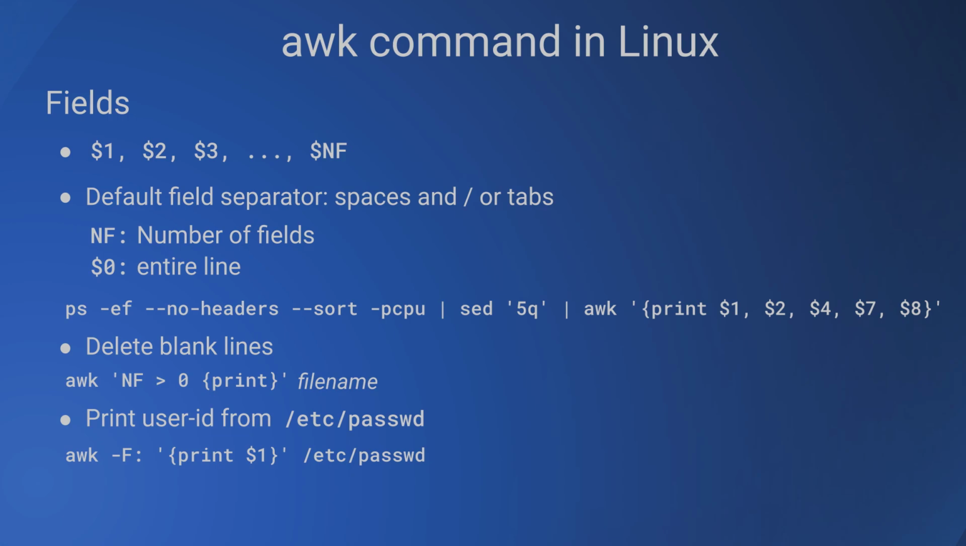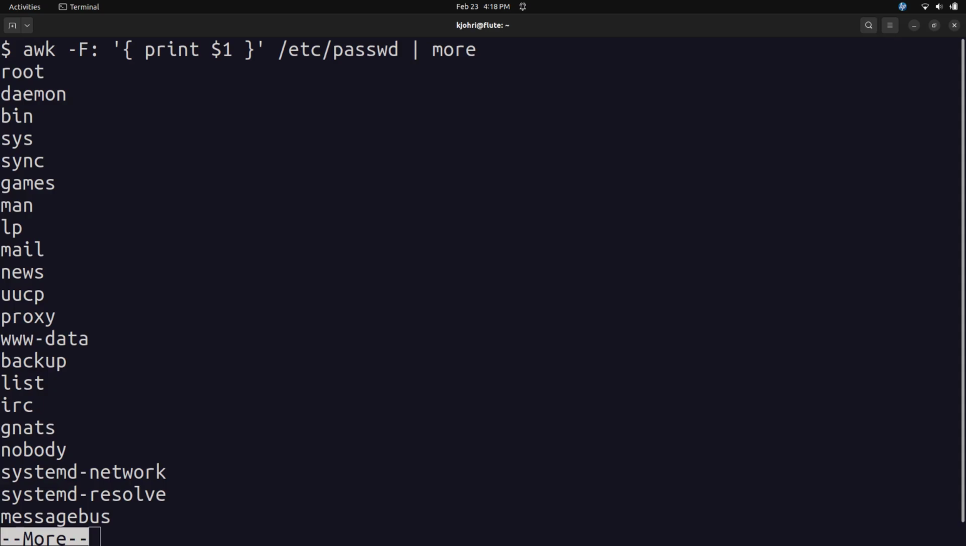The default field separator is spaces, and if you wish to change it, you can do that with the -F option. So for processing the /etc/passwd file, we can say awk -F: '{print $1}' /etc/passwd, and this prints the user ID of users in the password file.